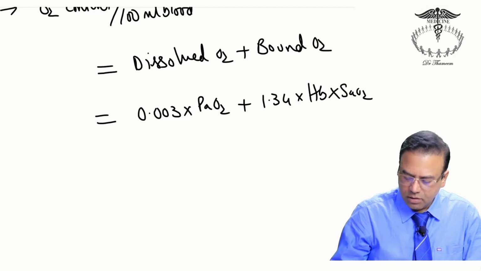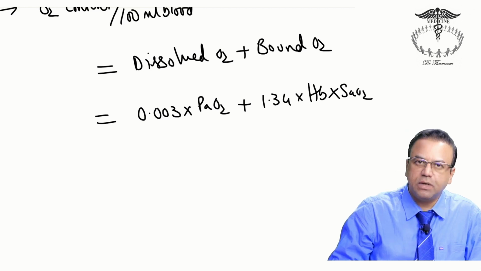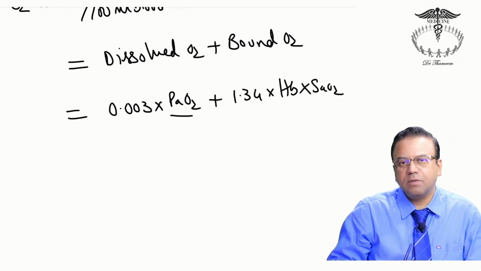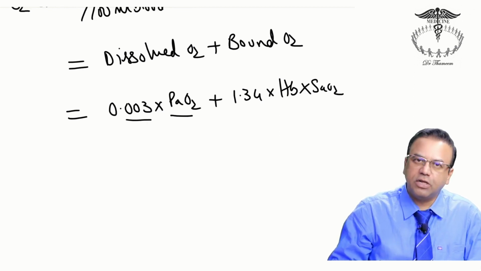So this is a formula that gives us an idea about how much is the dissolved oxygen and how much is the bound oxygen. The important concept to understand here is that any number, however large the PaO2 may be, once you multiply it by 0.003, its value becomes negligible.